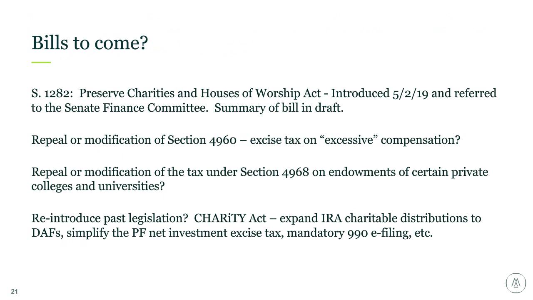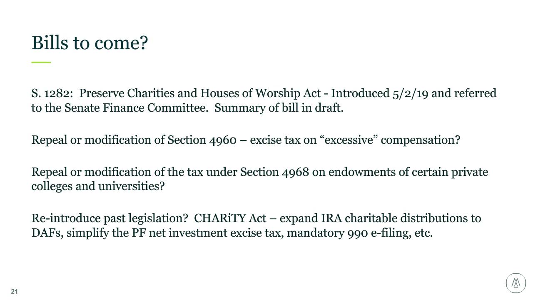So what else is out there? What might come in? Preserve the Charities, Senate Bill 1282. That's a bill out there. Repeal of the 4960 and modification of endowments for colleges and universities. And the other one that we're seeing is reintroduced past legislation, the CHARITIES Act.